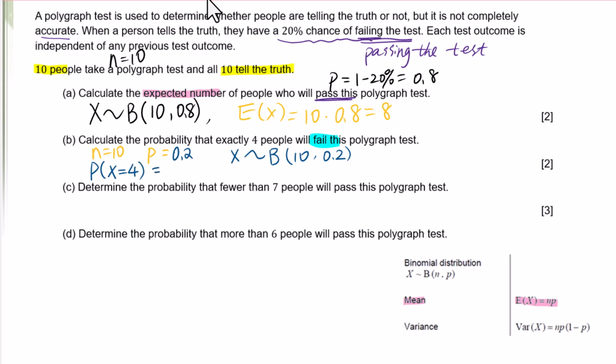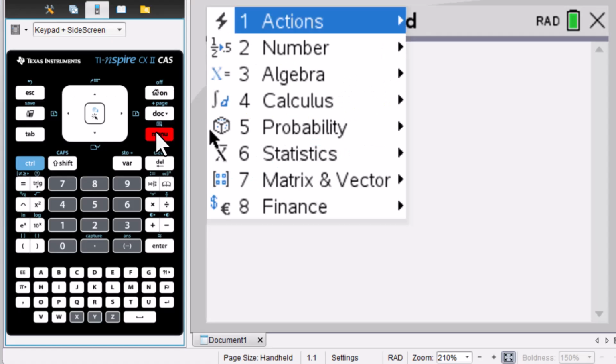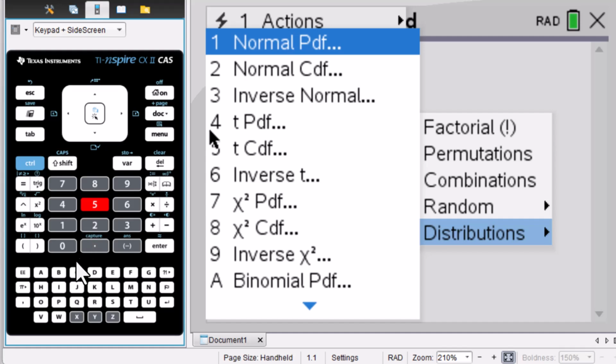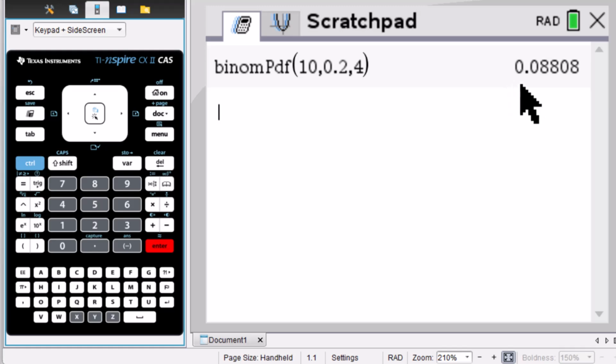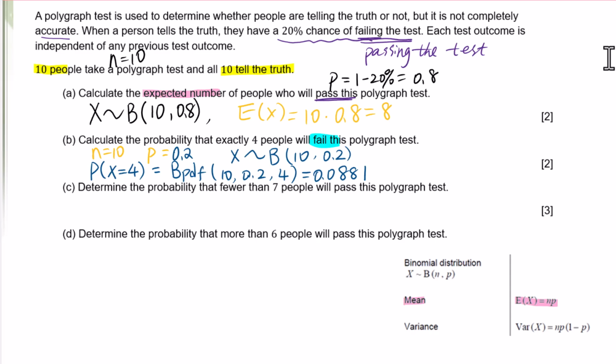We will go to binomial PDF. 10, 0.2, and 4. Menu 5, 5, A, 10, 0.2, 4, enter. 0.0881.